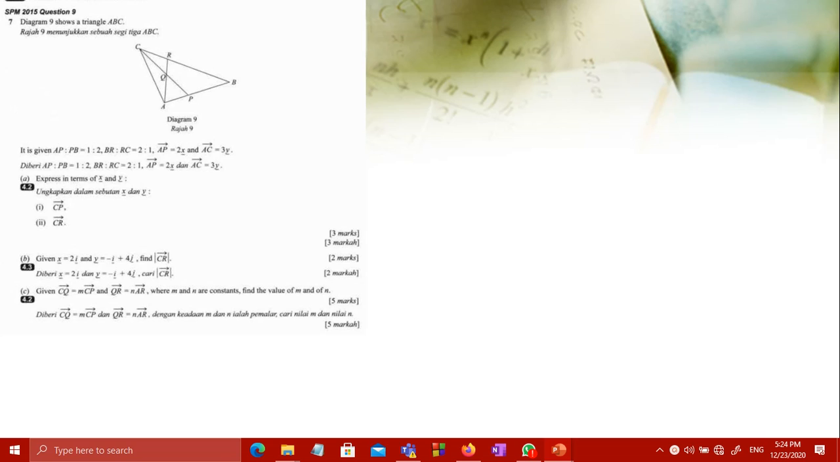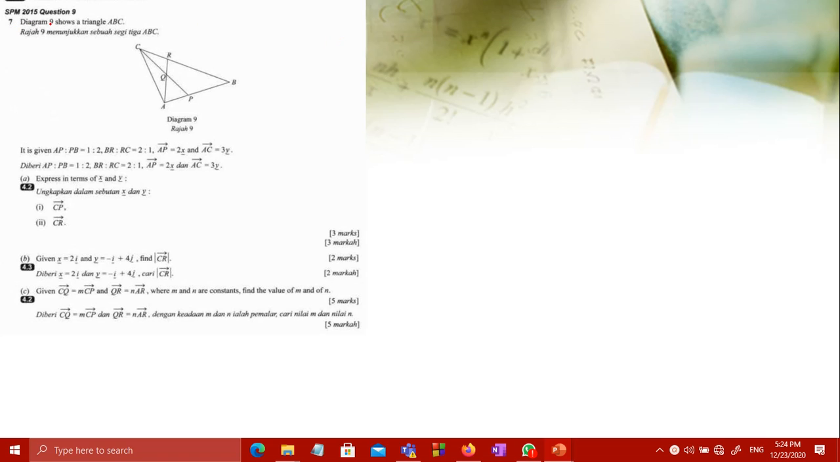So today we are going to answer a very interesting question. Okay, it comes from the vector topic. This is taken from SPM 2015 question 9, and please pause the video before you see the solution. Okay, so let's take a look and discuss the question together.